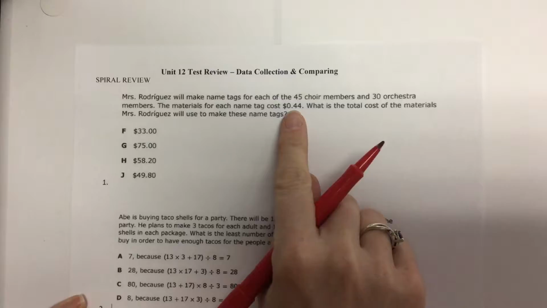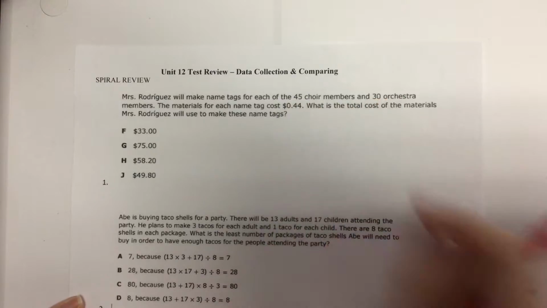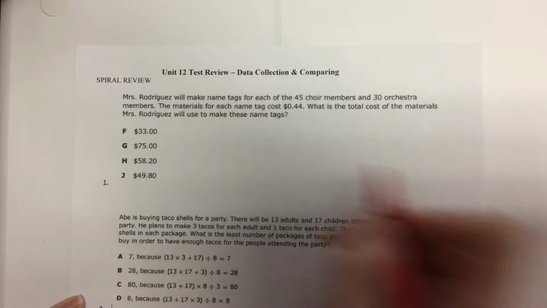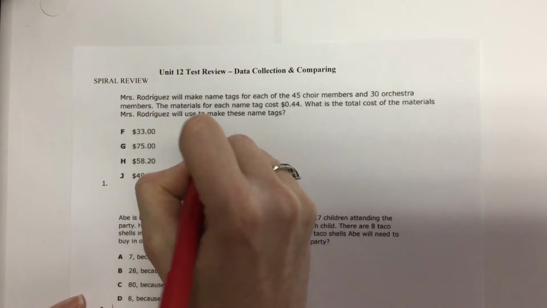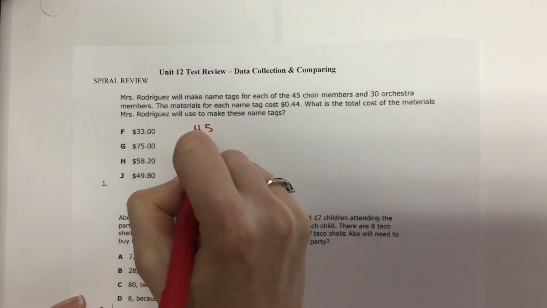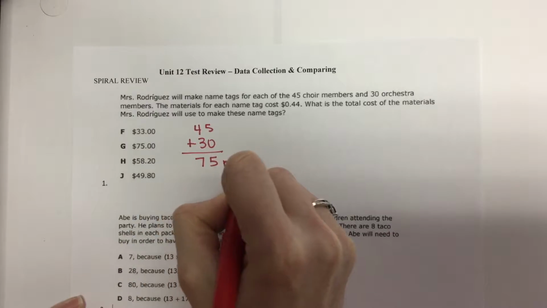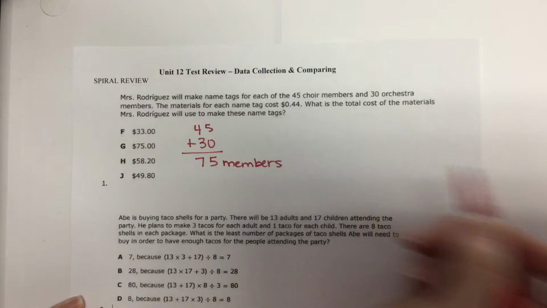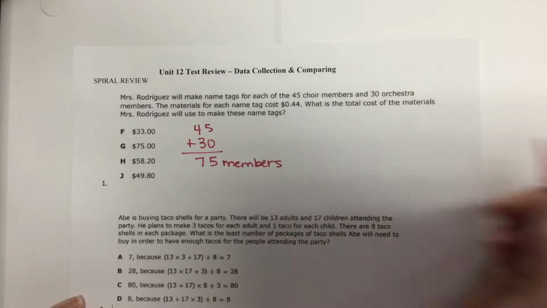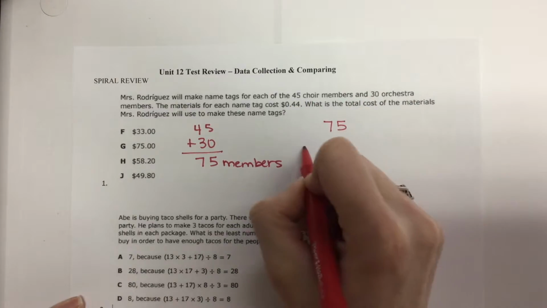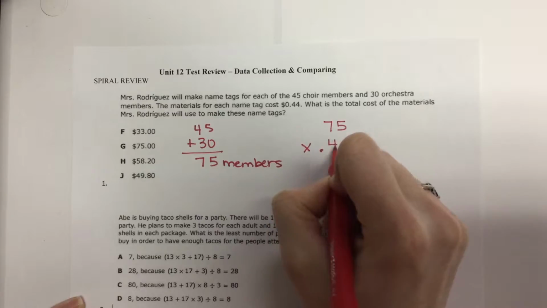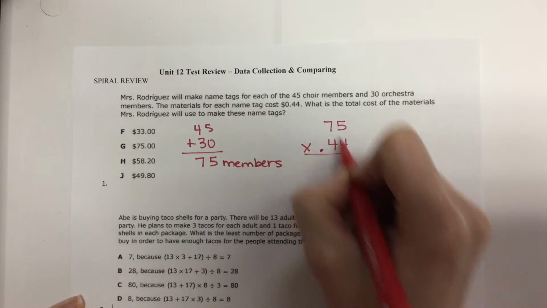So the material cost 44 cents. So we need to figure out how many total members we're going to make name tags for. So I'm going to take the 45 choir members and add the 30 orchestra members. And I can see that I need to make name tags for 75 members. And each name tag costs 44 cents. So I know that I need to multiply these two numbers together.